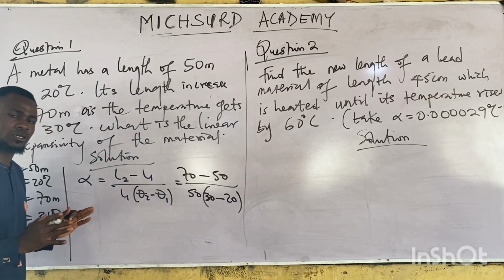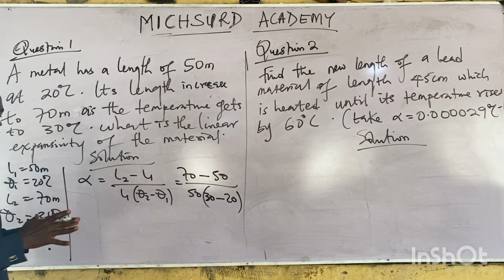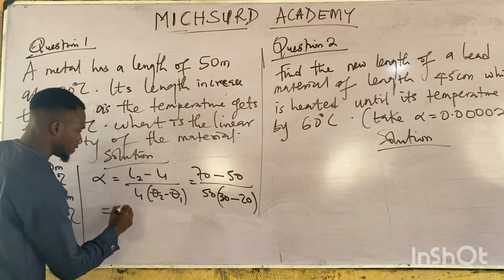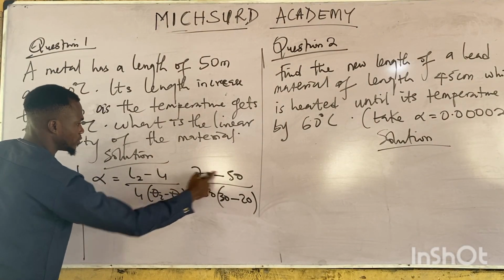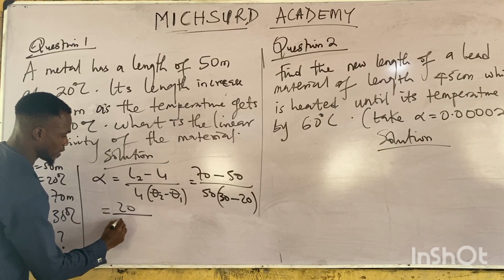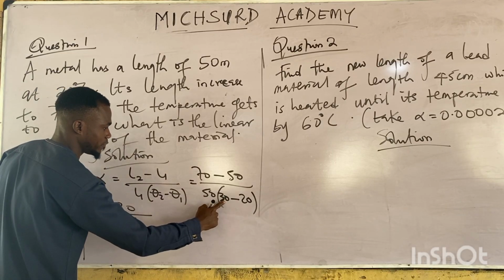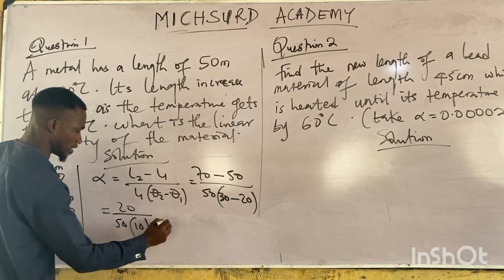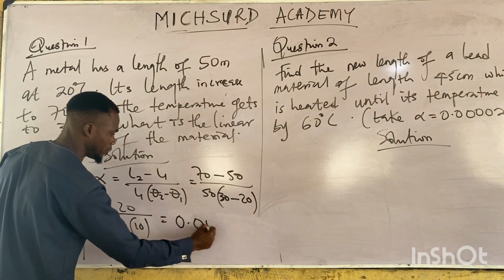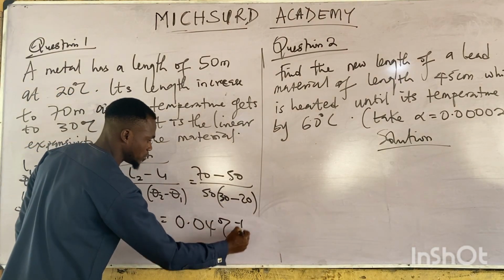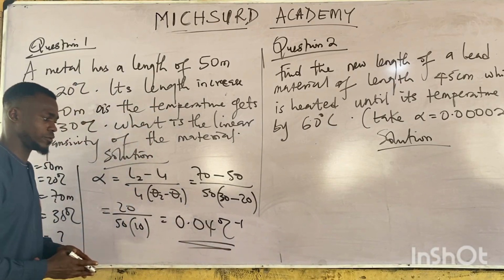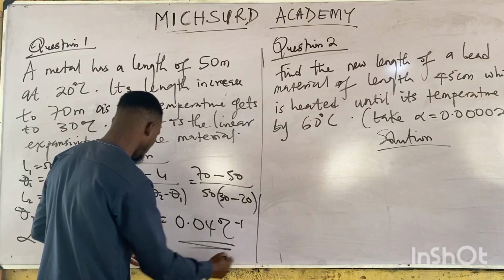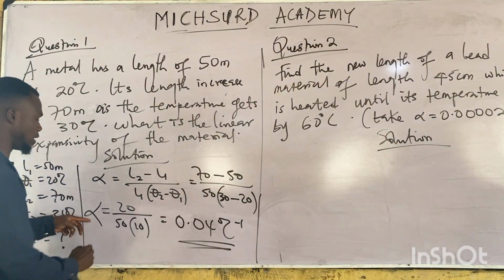Here we are not doing any conversion. The temperature still remains in degrees Celsius. So this equals, we'll be having 70 minus 50 is 20, then we have 50, then we have 30 minus 20 is 10. If you punch this in your calculator, this will be 0.04 per degree Celsius, or you can use per degree Kelvin. You are still correct. Now let's solve the next question. What we have gotten here is the linear expansivity.